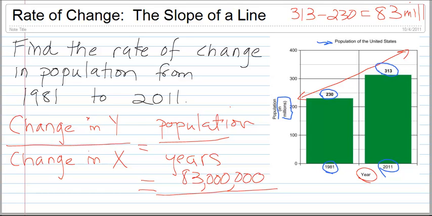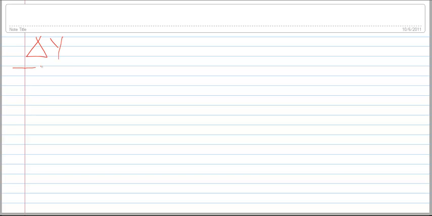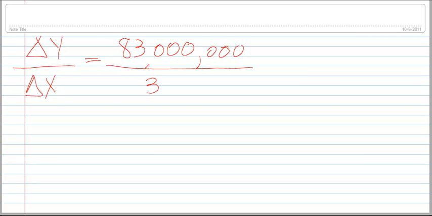Now, how many years went by over this course of time? Well, from 1981 to 2011, that's a 30-year period. I get that by doing the same sort of thing: I subtract 2011 minus 1981. That's where I get my change in years to be 30. Now, this is actually the rate of change. And that is that the population increased by 83 million over a 30-year period. Our change in y over our change in x was 83 million additional people over the 30-year period. And this is a rate of change.